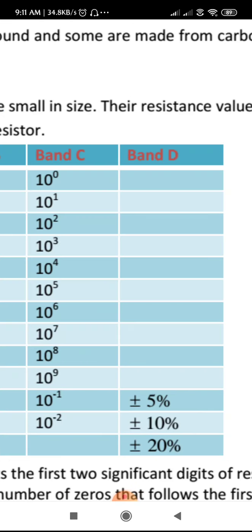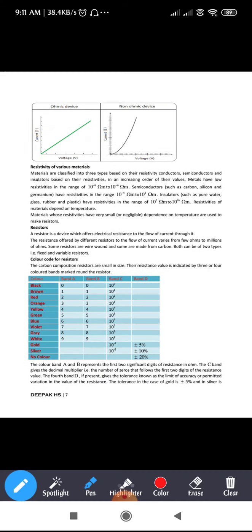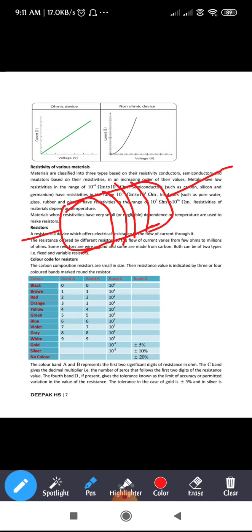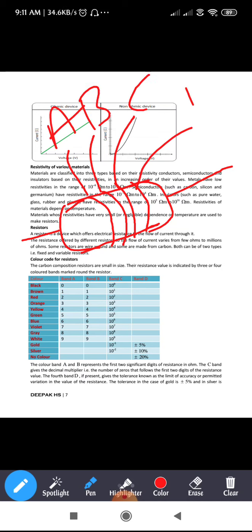First of all, let me show how the resistor will be. The resistor will be in this form, in this shape. On this resistor you will have 3 or 4 bands. Let me say this is band A, band B, band C, band D. So A, B, C, and D.